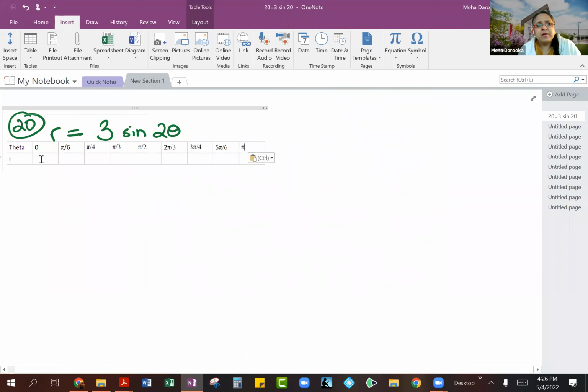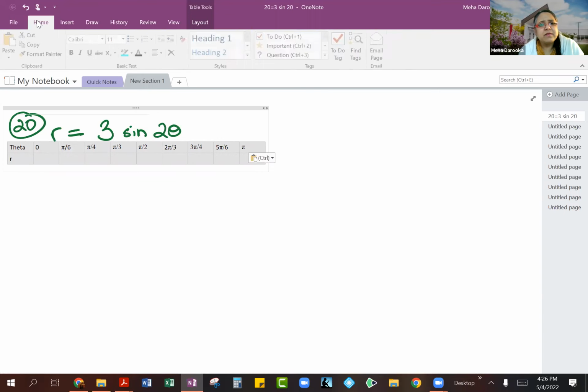Okay, so once you figure your angles out, then you're going to figure out what your R values are going to be. Remember, I was trying to see if I could make this table slightly bigger. I may have to do something like this.